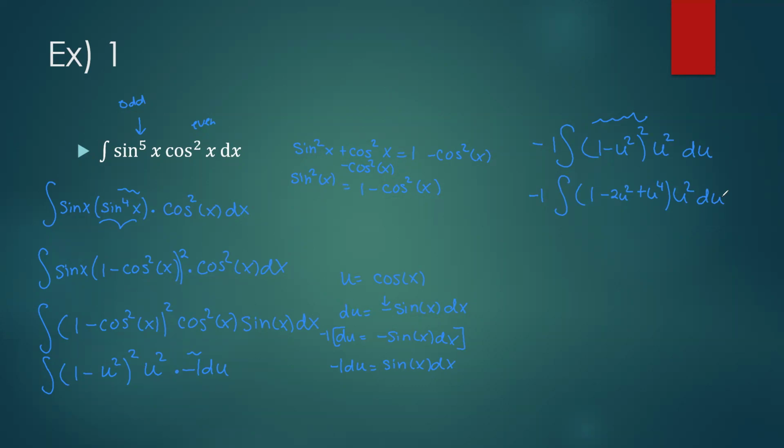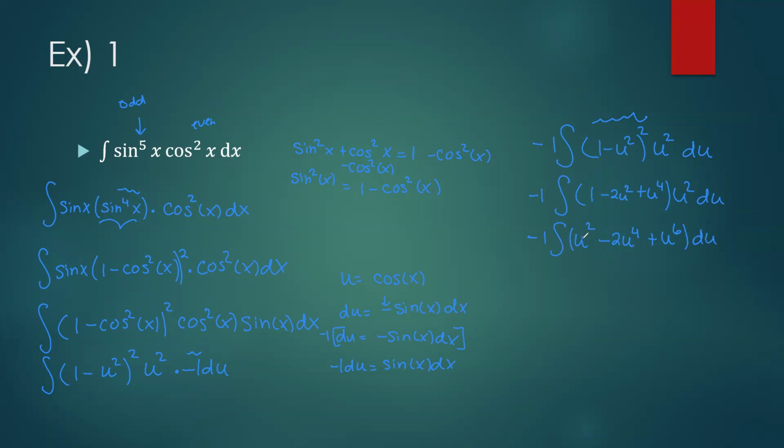Then what you would do next is FOIL out this u squared. So 1 times u squared is u squared. Negative 2u squared times u squared is negative 2u to the 4th. U to the 4th times u squared is positive u to the 6th, du.